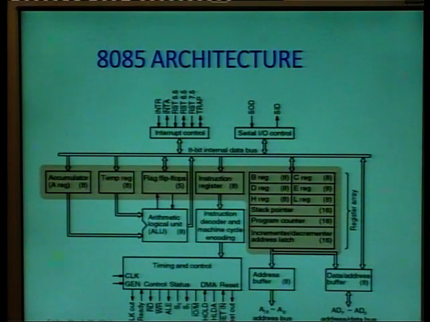In addition to the general purpose registers, there are the stack pointer, which points to the top of the stack, the program counter, the incrementer/decrementer register, the address buffer and data address buffer. Then there is the serial input output control part of the 8085, which provides 2 lines, the SID and SOD lines.